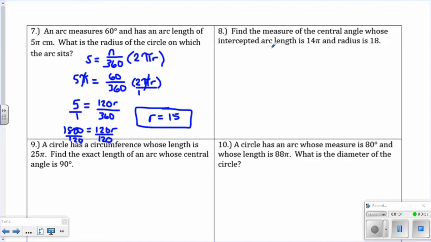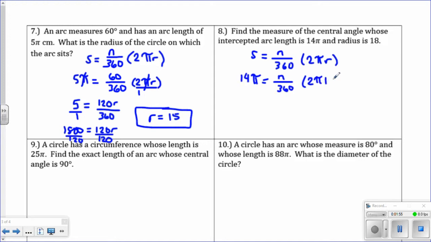Okay, another problem, number 8. I'm just going to write the formula first. It says to find the measure of the central angle whose intercepted arc length is 14 pi and radius is 18. So this time we're looking for the central angle. Okay, so S is the arc length. We know that. It said it's 14 pi. We don't know the central angle. Let's just leave that as n. And the radius is 18.